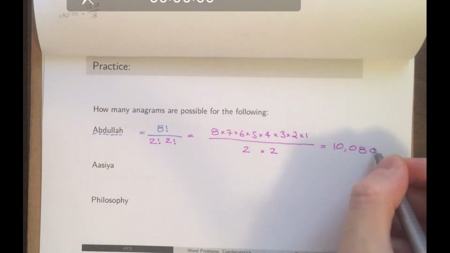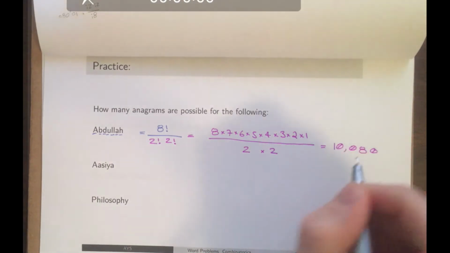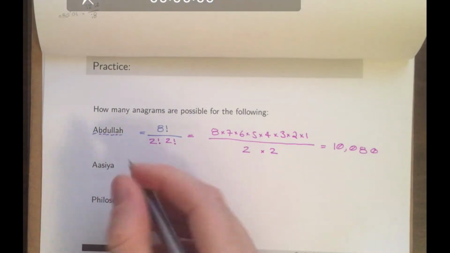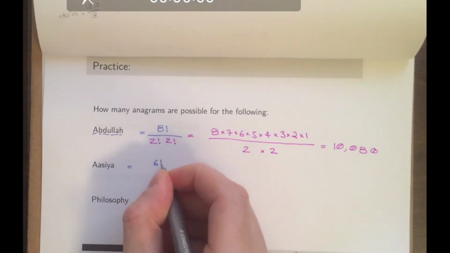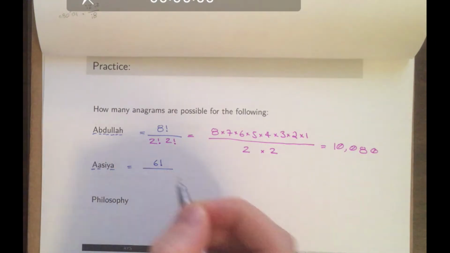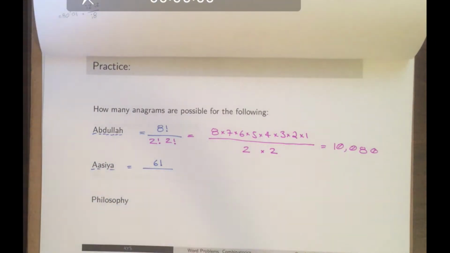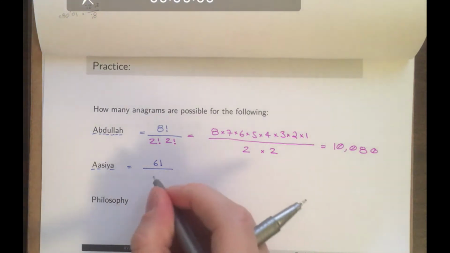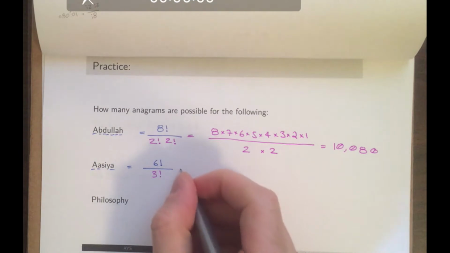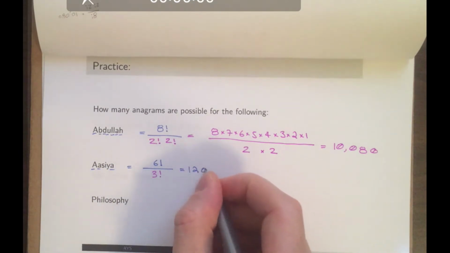It's nice to do this in class because then you guys can correct my math, but I think the answer is 10,080. Okay, let's take a look at the name Asya. We got 6 letters, so that equals 6 factorial. That's what the answer would be if there was no repeats, but the letter A is being repeated 3 times, so I'm going to divide by 3 factorial. And when I did this, I got 120.